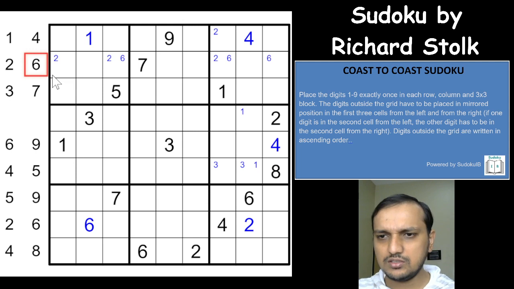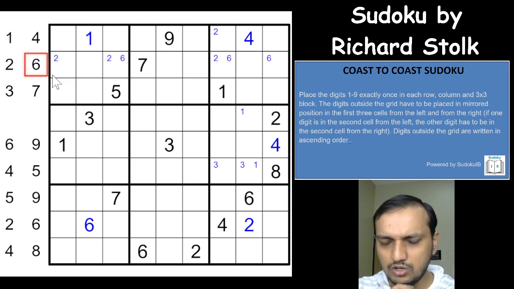That's quite a tedious process to work on. Let us see something else.